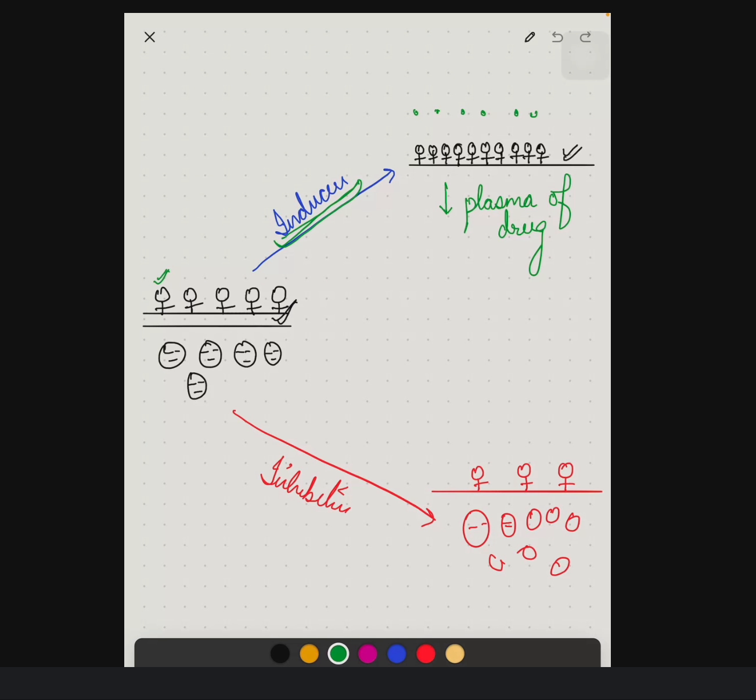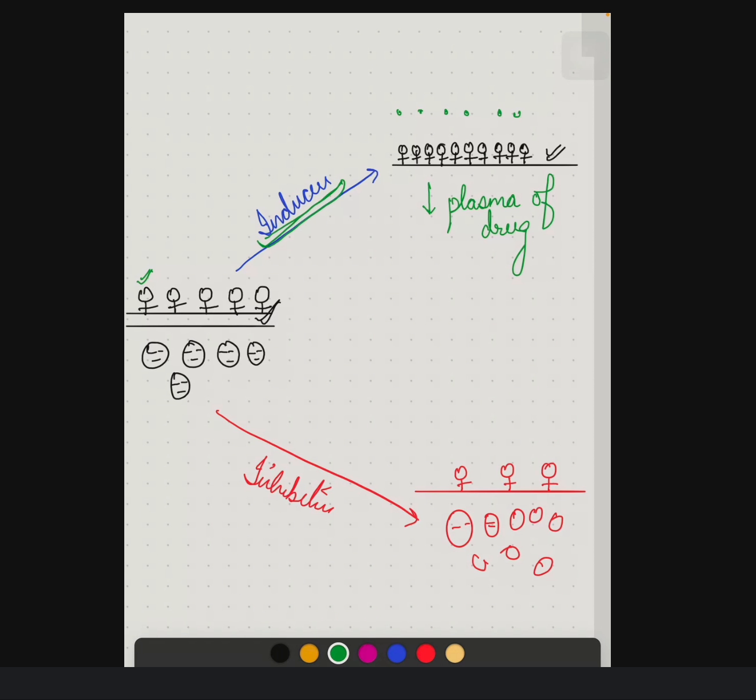So should I repeat this part? I guess this is clear, and you are on the other screen. No, I was on this only. Okay, good.